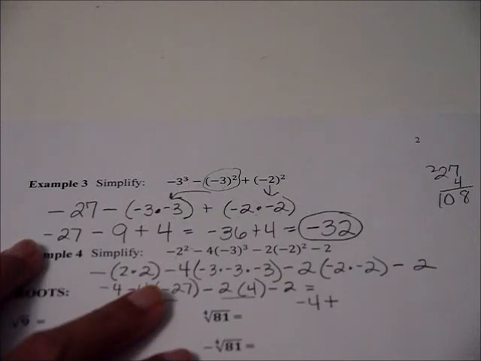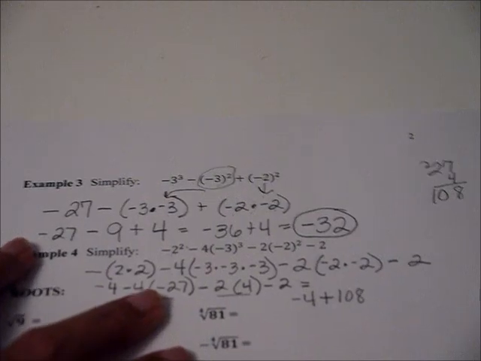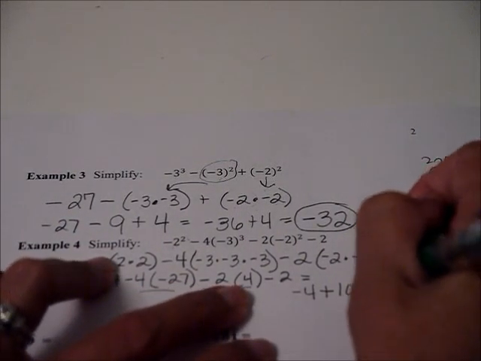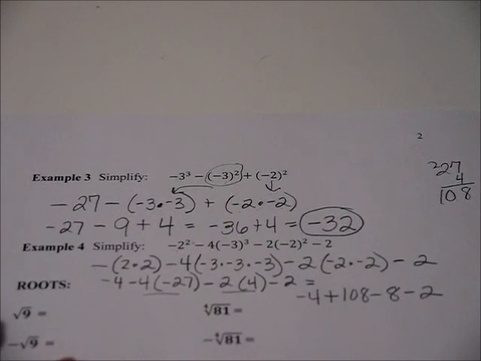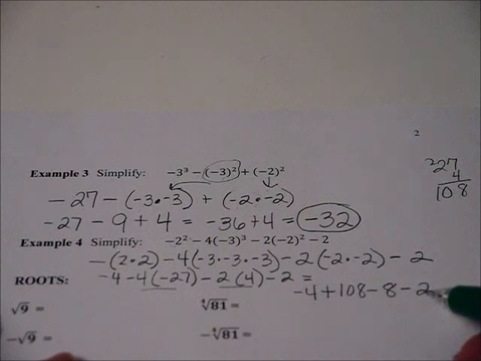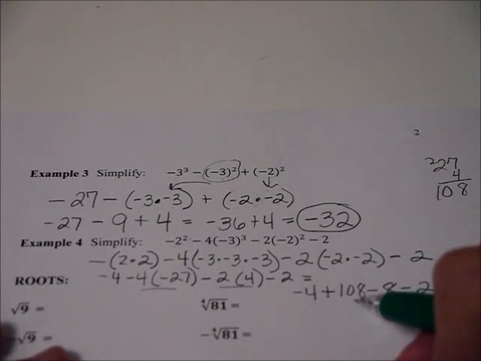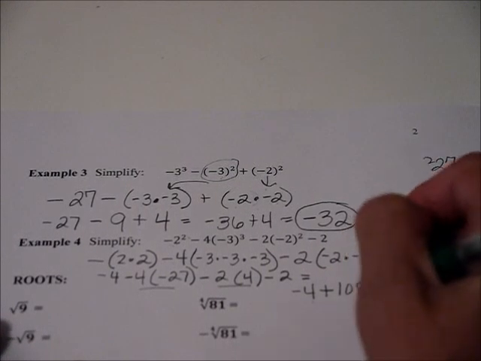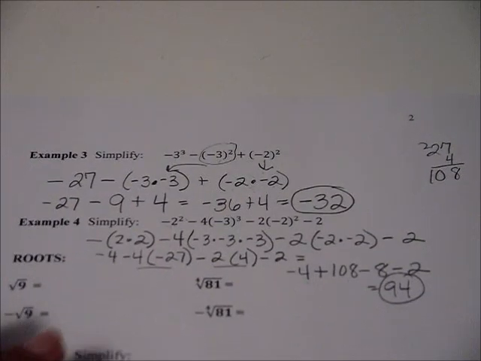I could have cheated; I just saw it in my book. 108. And then negative 2 times positive 4 is negative 8, minus 2. All right, now I've got a minus and a minus, so that actually is negative 10, negative 14. Negative 14 and a positive 108. And that is a positive 94 when we're done.